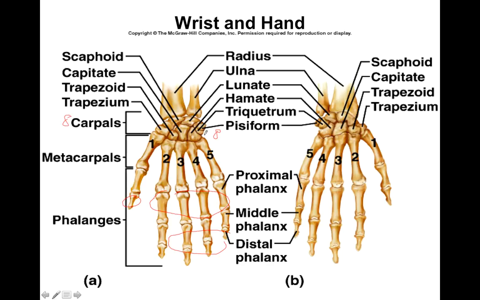Just to review: 8 carpal bones, 5 metacarpal bones, 5 proximal phalanges, 4 middle phalanges, and 5 distal phalanges. I should have circled this one as a proximal phalange too.